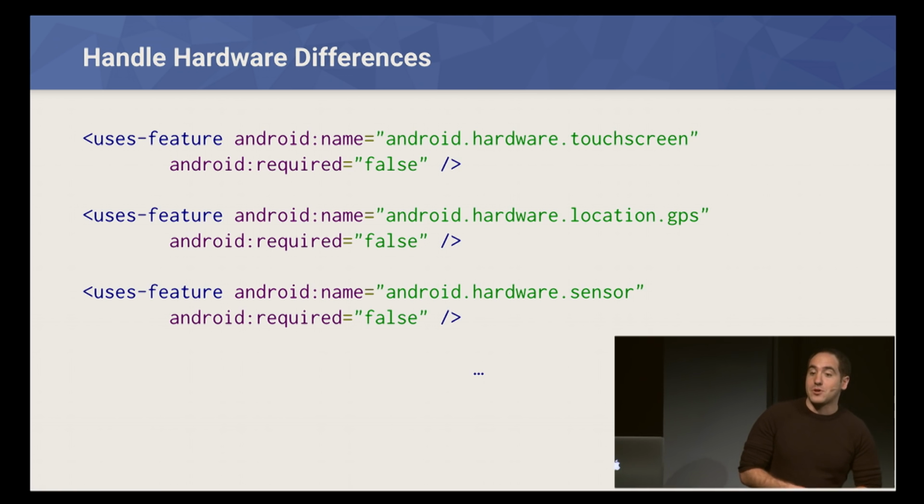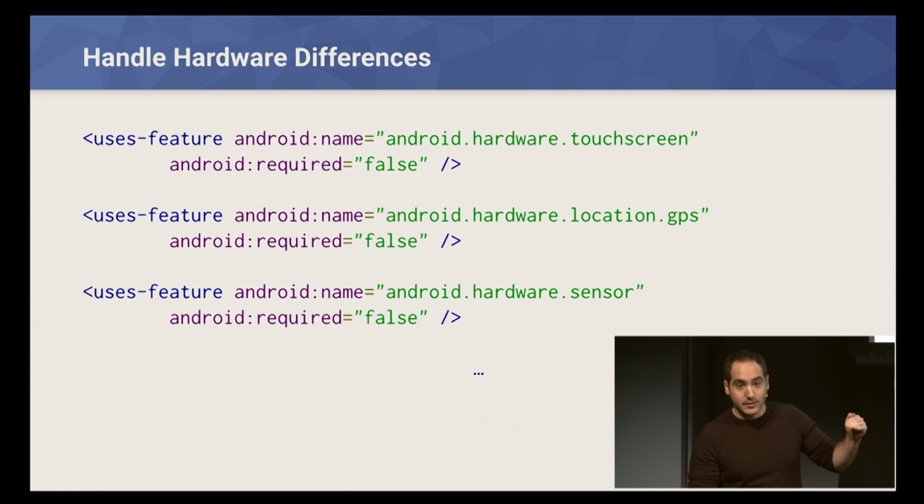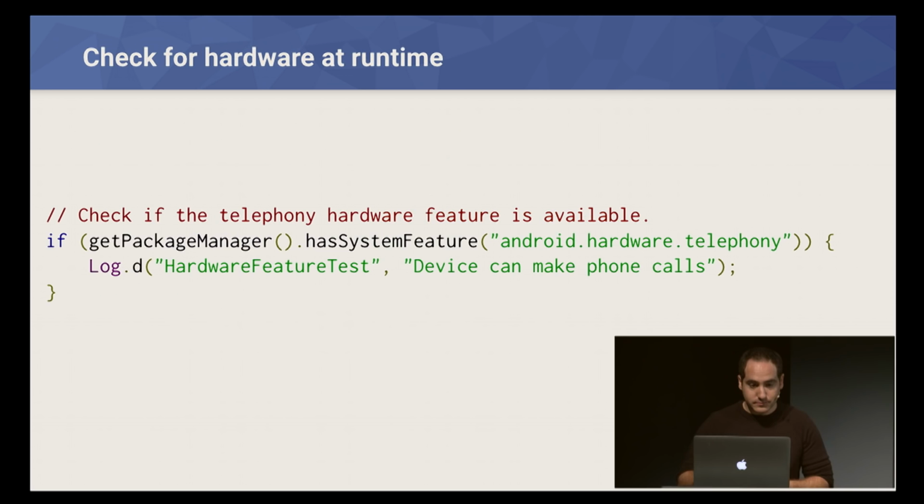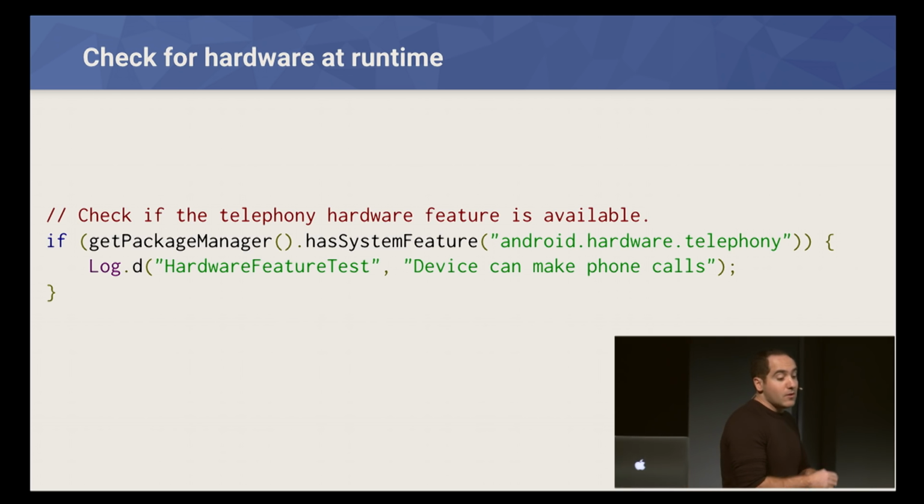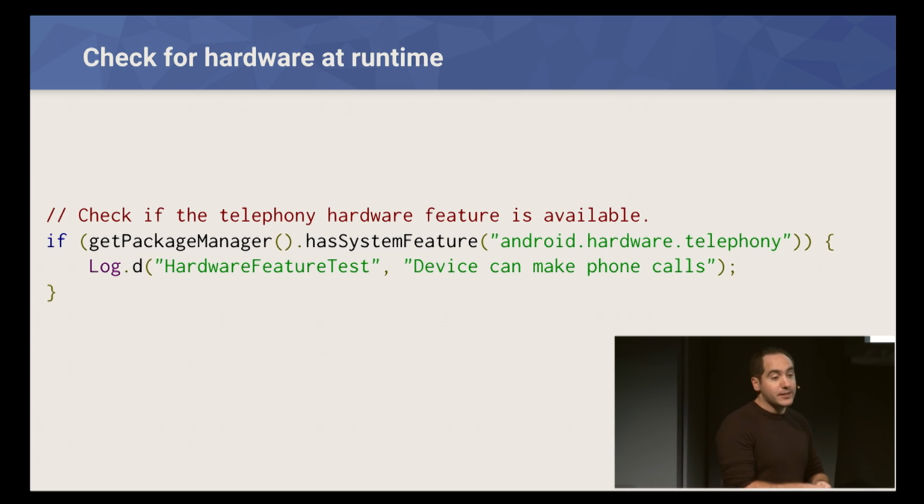So when you're porting an app to also work on Android TV, you need to update your manifest to specify that none of this stuff is required. That way it can be installed on both devices. Then what you want to do is at runtime, before you try and use a hardware feature, so if you're accustomed to using the GPS, just update your application code to check whether that hardware exists on the device before you try and use it.